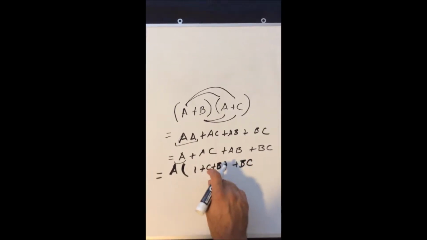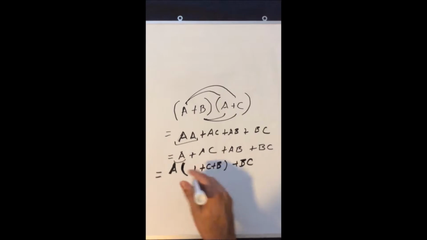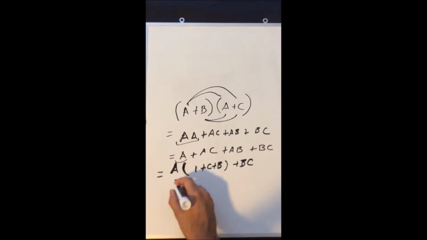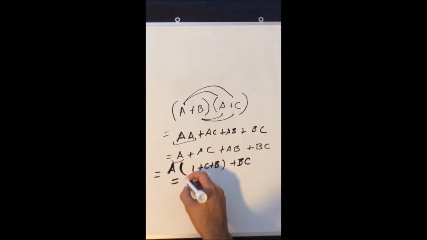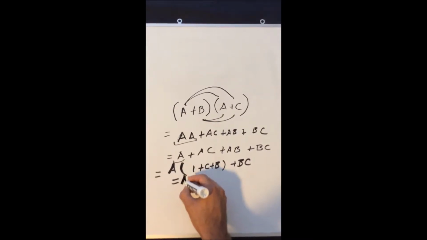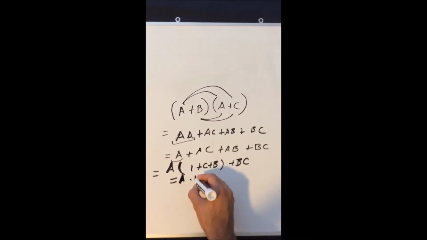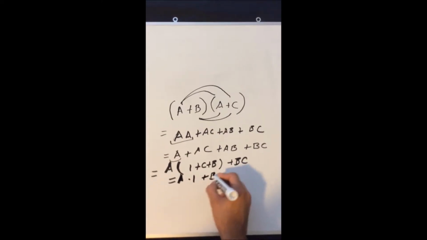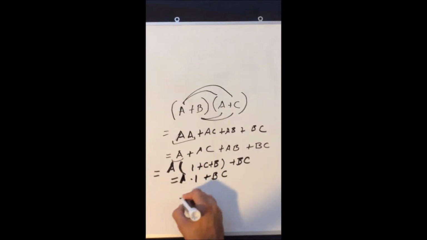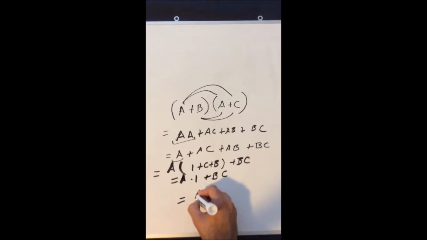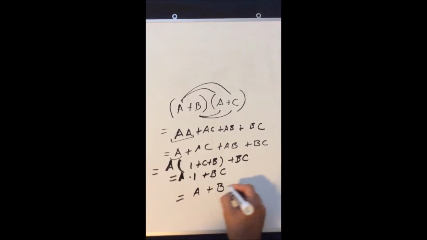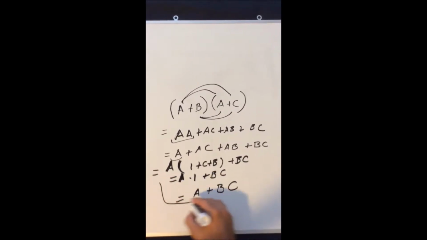That says that any variable ORed with 1 is 1. We're almost finished, and the rule will say that any variable ANDed with 1 is itself. That means that A times 1 plus BC. Finally, it will give us as a result A plus BC. Let's see. This will be our result.